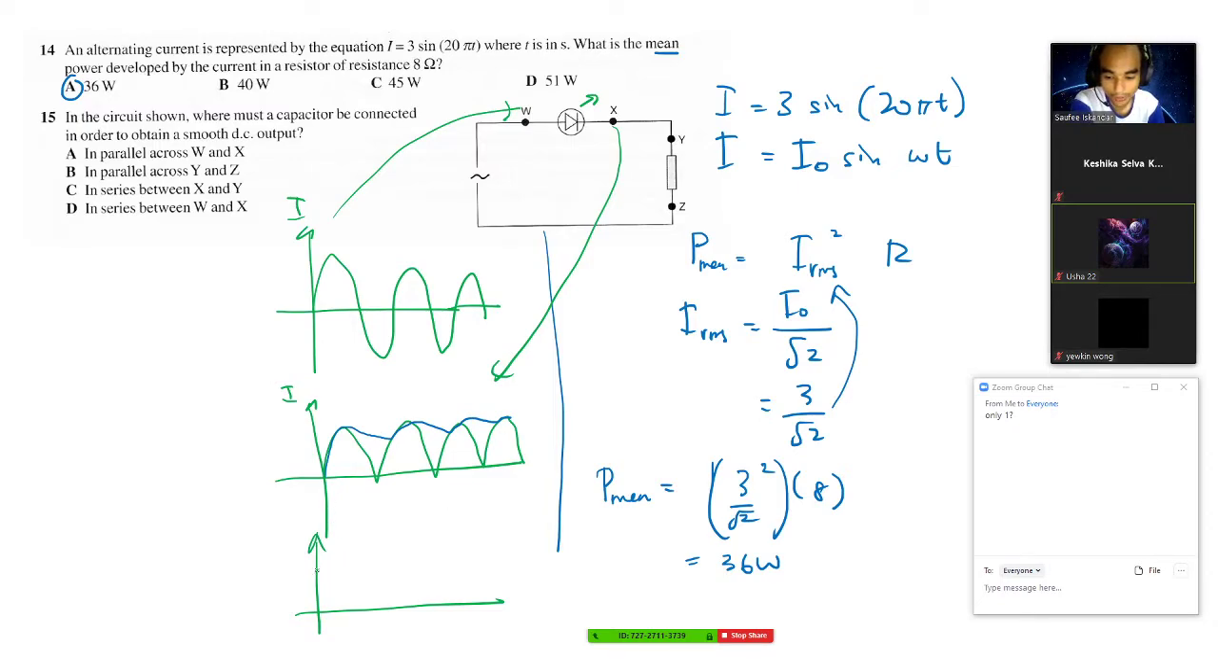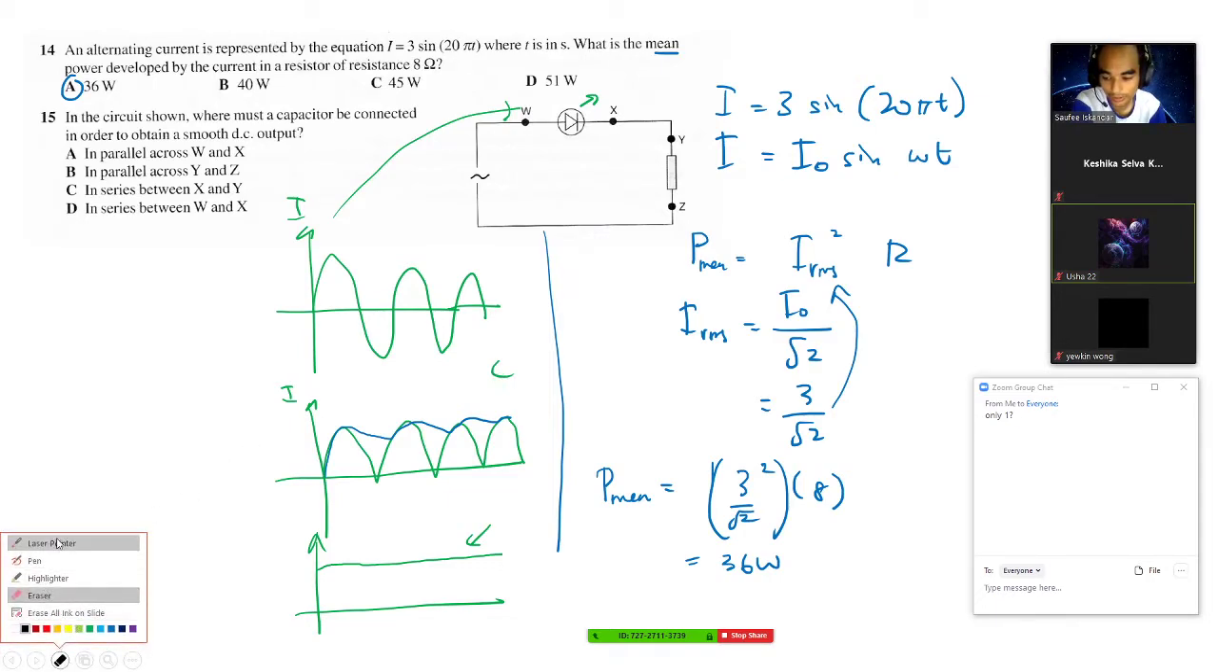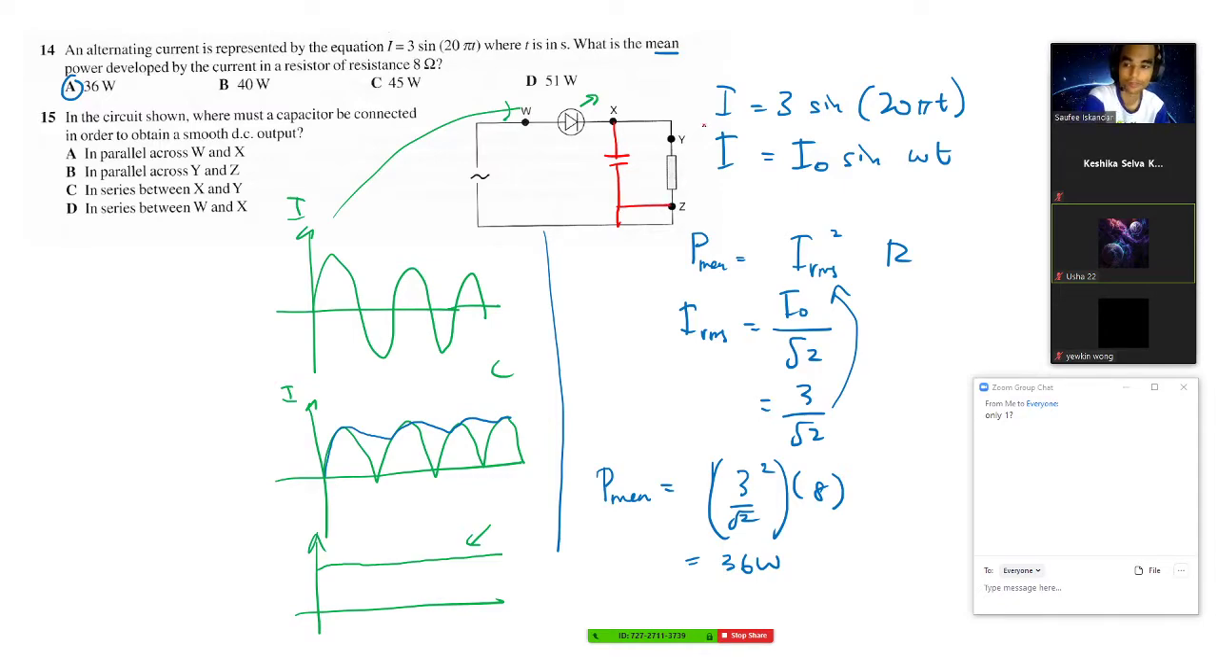Actually when you end up with a DC current like this, because of charge and discharge of the capacitor, we need a capacitor in this diagram. We have to make sure the capacitor should be parallel to the resistor in order for it to work. So it should be like this, like that, or we can say it's going to the Z.